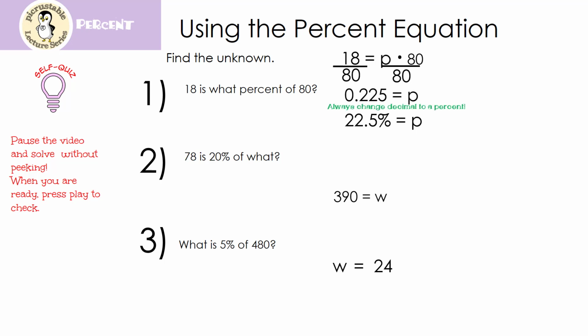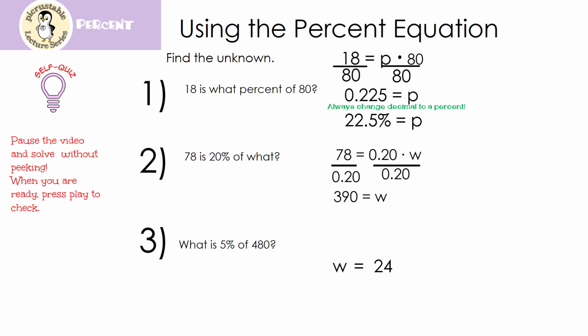Did you remember to change the decimal to a percent? Pretty important. That's how our answer is 22.5%. Let's look at number 2. Here's my equation. Remember, is means equals, 20% is always changed to a decimal, of means multiplication, and what is W? Once again, we need to get W by itself. The opposite of multiplication is division, and when we divide, we get 390.